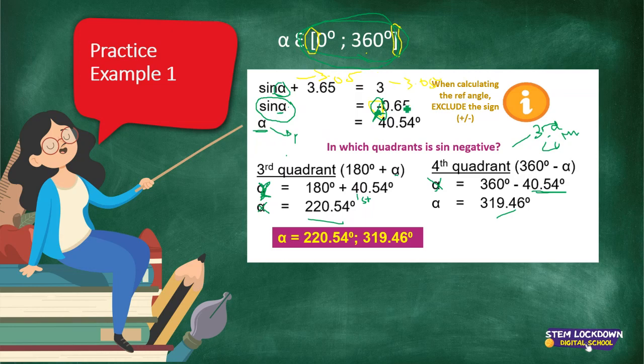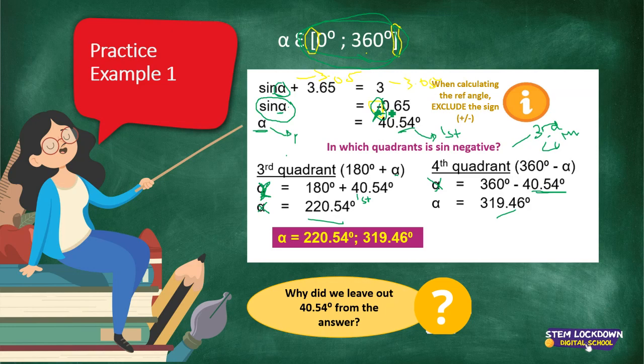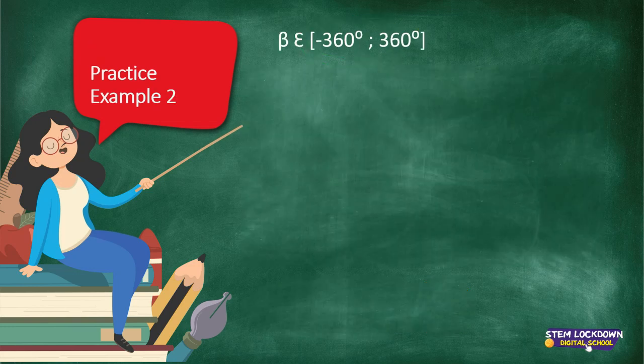Somebody might want to ask, why is 40.54 not part of the answer? Because at 40.54, this angle sits in the first quadrant, and in the first quadrant, sine is positive. We are working with quadrants where sine is negative. That is the answer for that, guys. This is our first practice example. Reference point is practice example number 1, if you have a question on it.